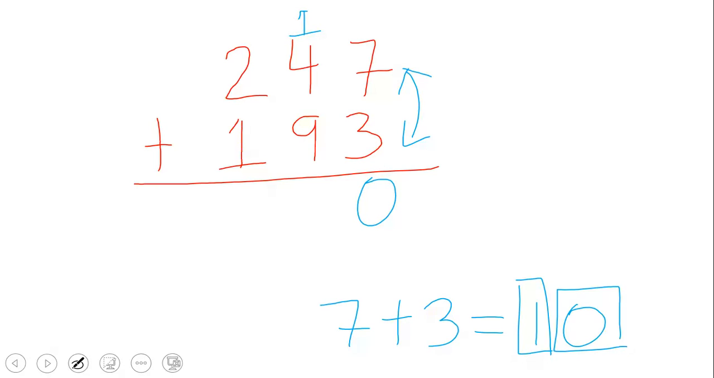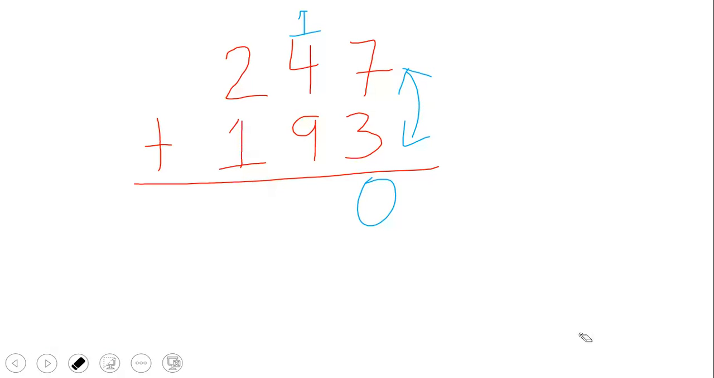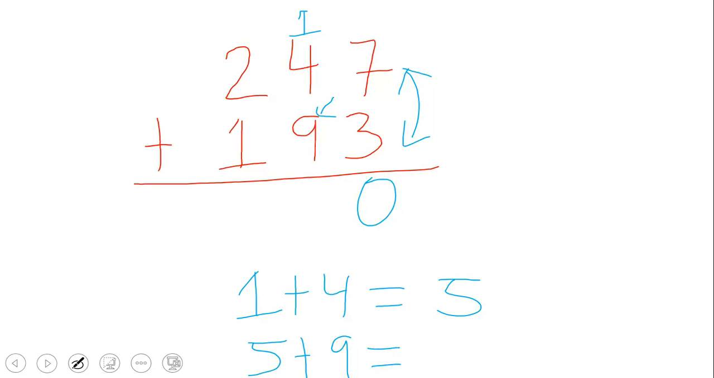Now we move on to the tens column, and the numbers in that column are 1, 4, and 9. So we're going to add those numbers. 1 plus 4 equals 5, but we're not done yet. We have to consider the 9. 5 plus 9 is indeed 14. We take the 4 and place it beneath the 9, and we take 1 and place it above the 2.